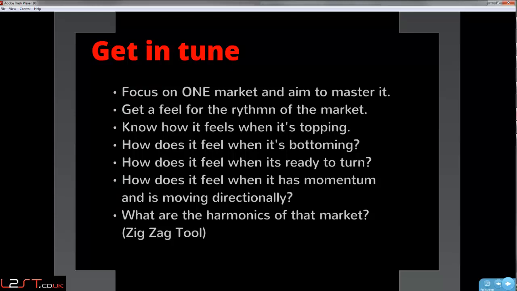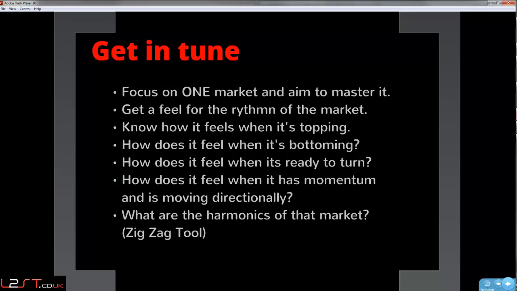Now, I can't give that to you, but I can give you the guidelines to develop that feel. So this is what it's all about, getting in tune. First of all, the easiest thing you can do is just focus on one market. Aim to master that market. Don't trade anything else until you have mastered that one market. I know some of you will want to trade others.